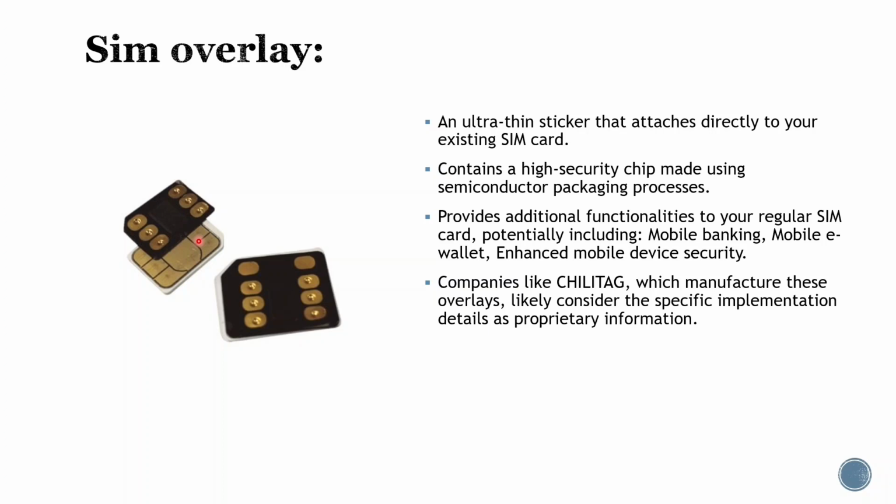This is easier to install and it is lower cost, and as you can see in the image here, it sits right on top of the existing SIM card, and it does not even require an extra slot. It sits directly into the slot where your SIM is residing. This is as thin as 0.2 millimeter. Companies like Chili Tag, which manufacture these overlays, likely consider the implementation details of this technology as proprietary, as they do not provide any detailed information about it, and there aren't any documents that show how these technologies are implemented.